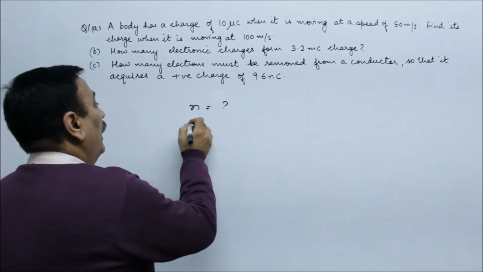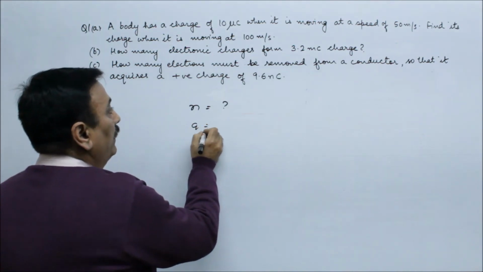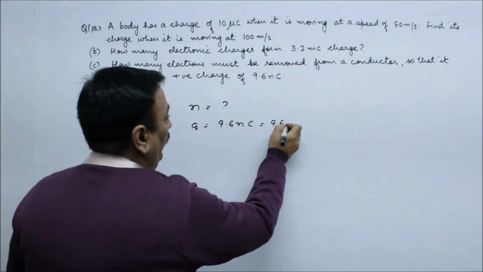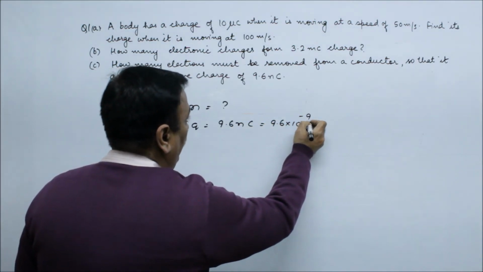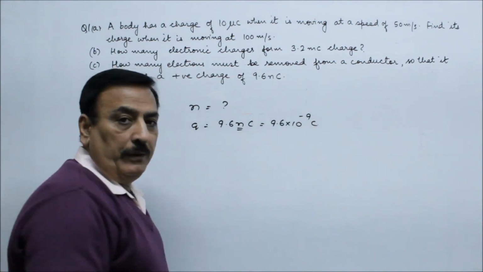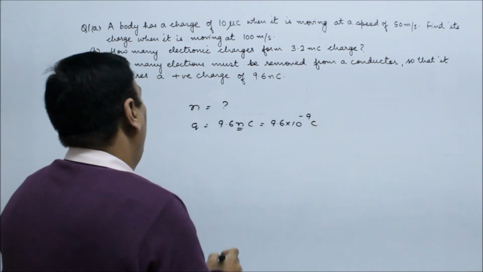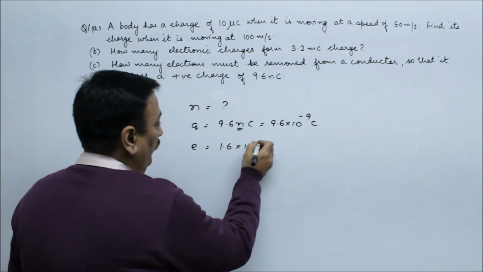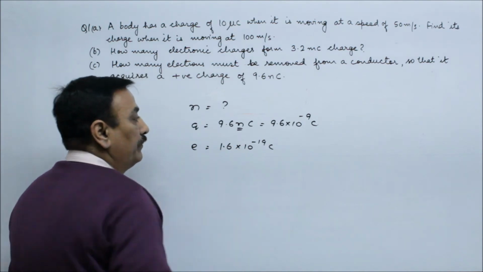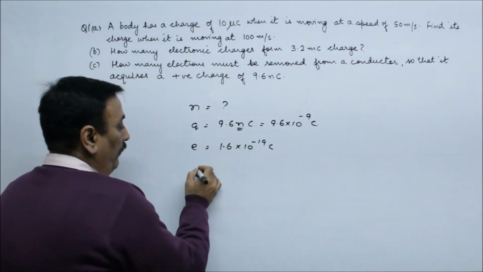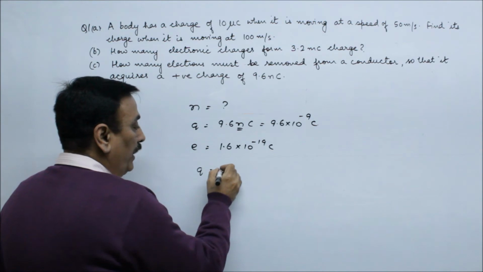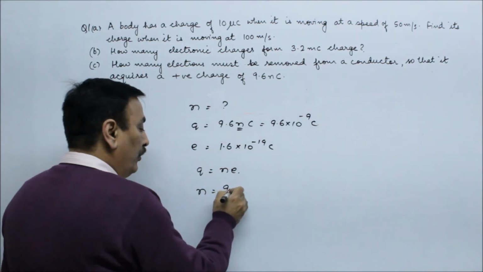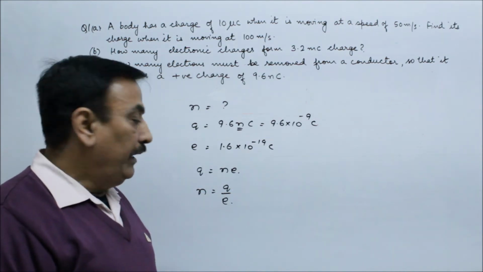And the amount of charge that we want to develop is 9.6 nanocoulomb, which is 9.6 into 10 raised to the power minus 9 coulomb. Nano stands for 10 raised to the power minus 9. And we know the magnitude of the charge of the electron is 1.6 into 10 raised to the power minus 19 coulomb. Now once again, we know the formula based on quantization of charge: Q is equal to NE. So what is N equal to? It is Q divided by E.